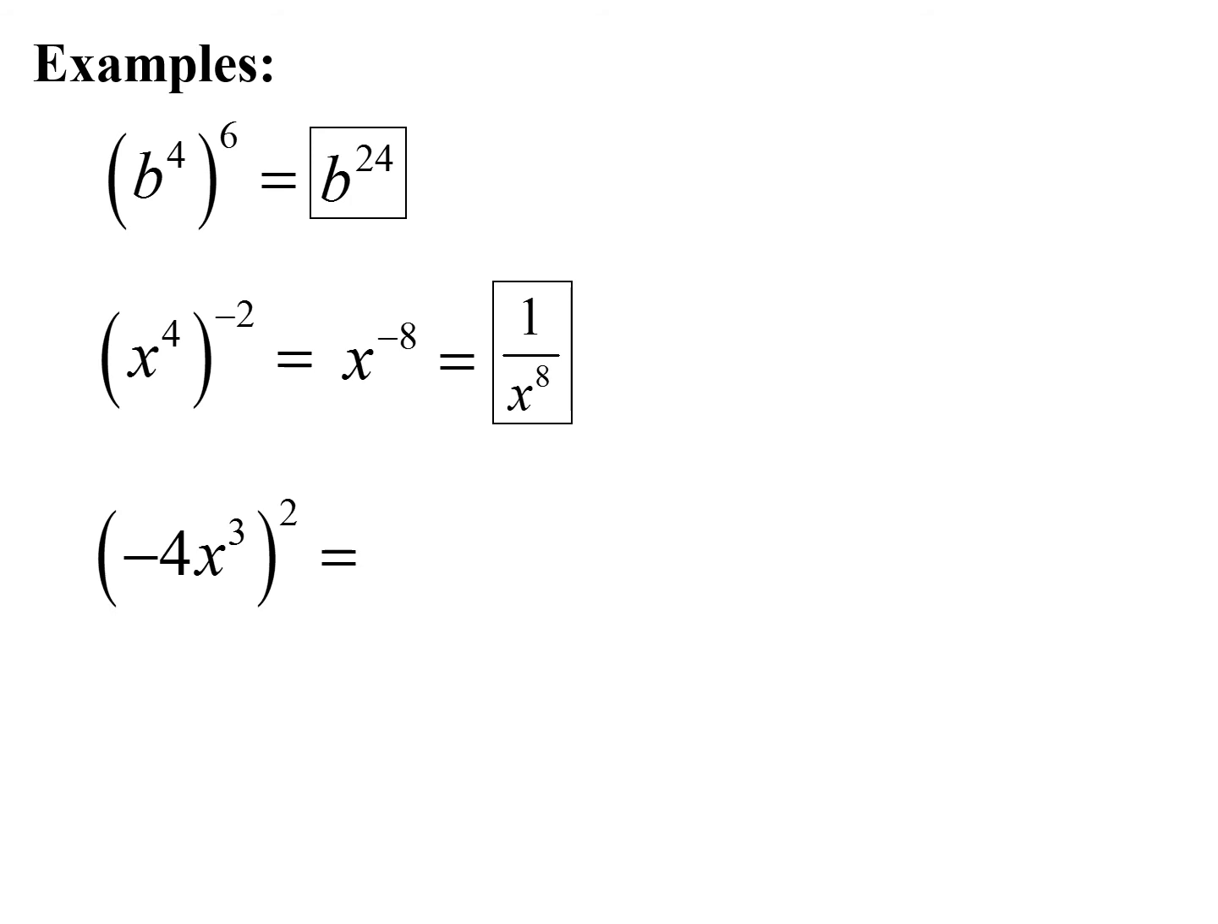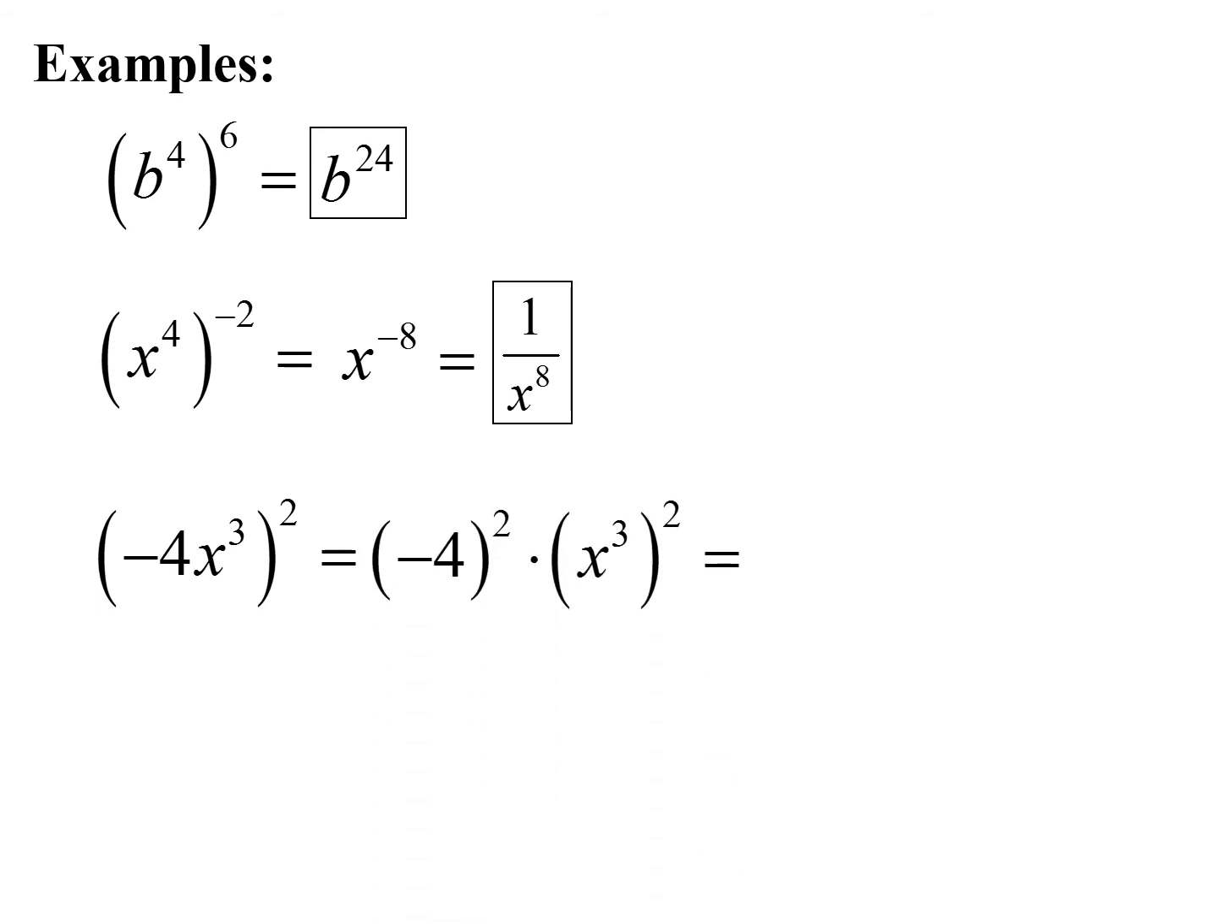Negative 4 x cubed raised to the 2nd power. Now here we see the distributive property. Inside of the parentheses, we have negative 4 times x cubed. That is a level 3 operation. Outside of the parentheses, we have to the 2nd power. That's a level 4 operation. So I'm going to distribute the square to each part of the level 3 operation.